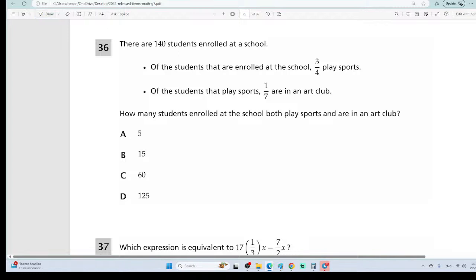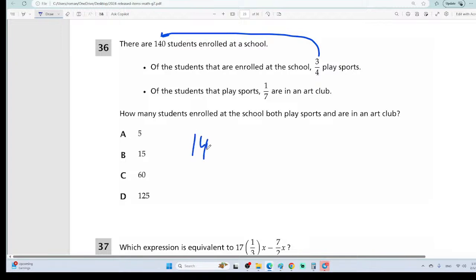There are 140 students enrolled at the school. Of the students that are enrolled at the school, 3/4 play sports. Of the students that play sports, 1/7 are in the art club. How many students enrolled at the school both play sports and are in the art club? So first, we have to find 3/4 that play sports out of everyone. How? By doing 3/4 times 140.